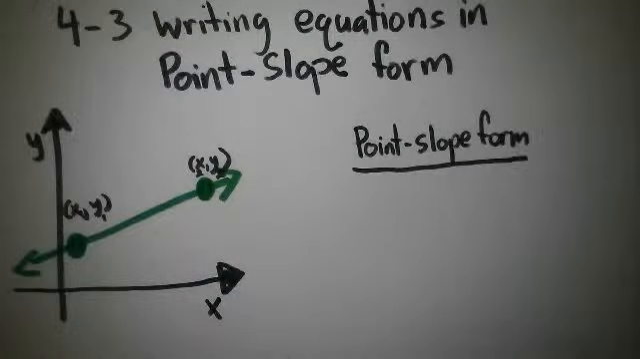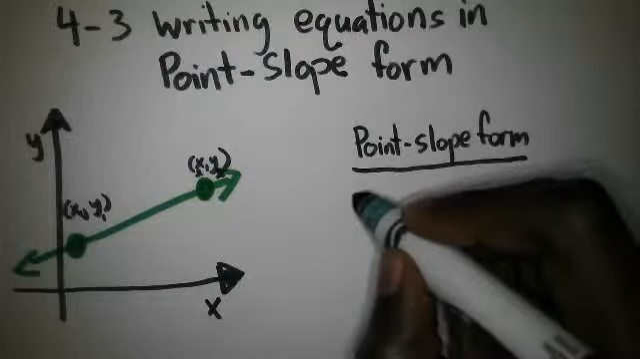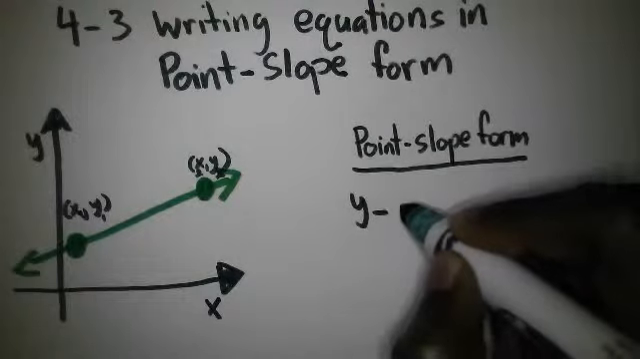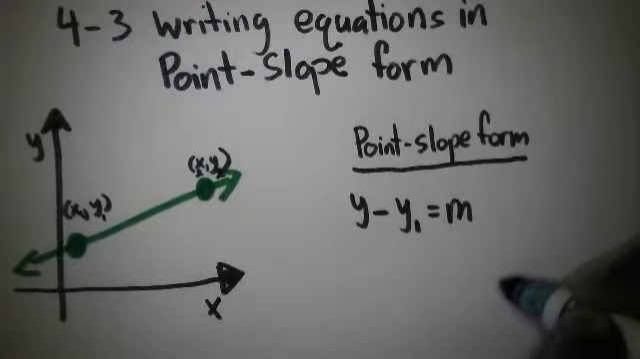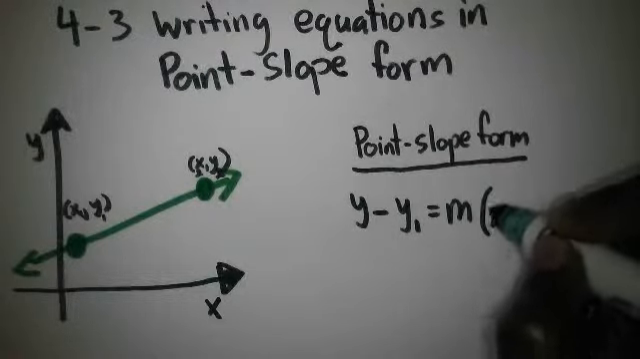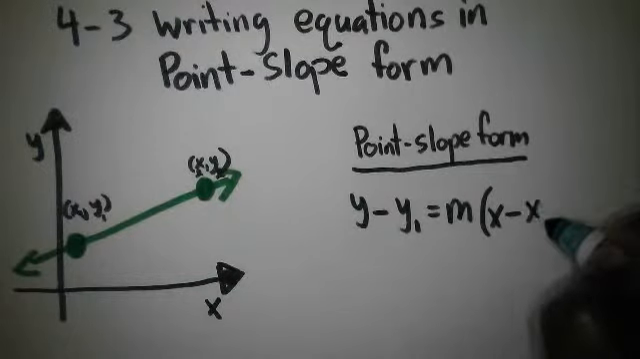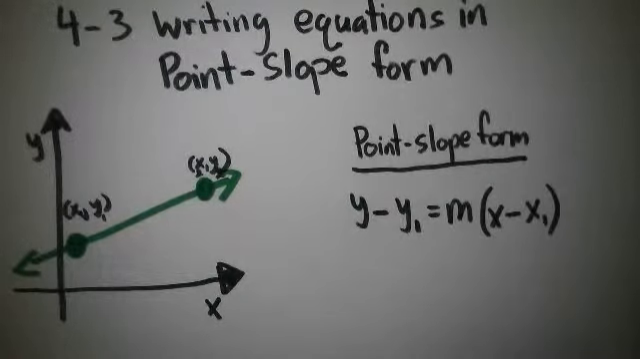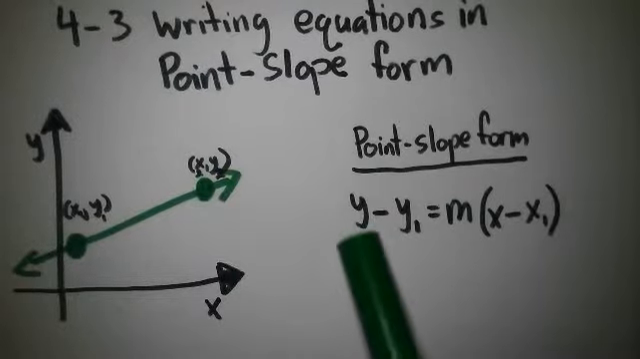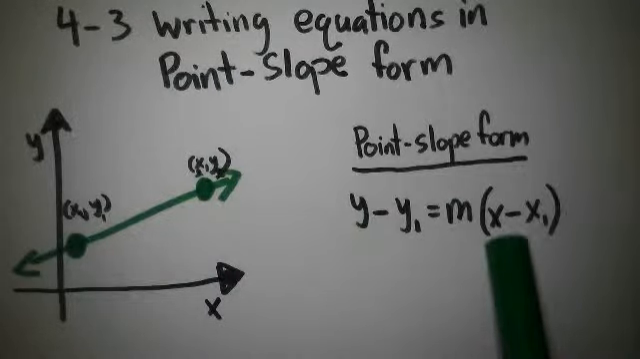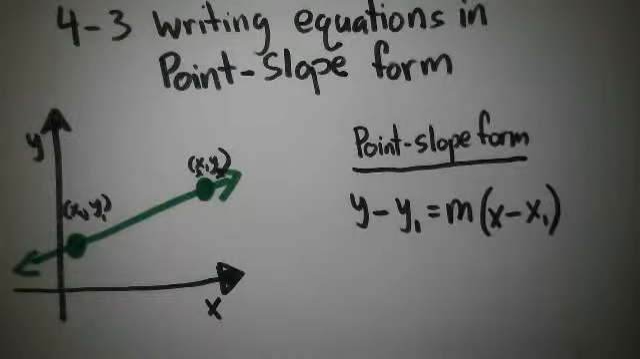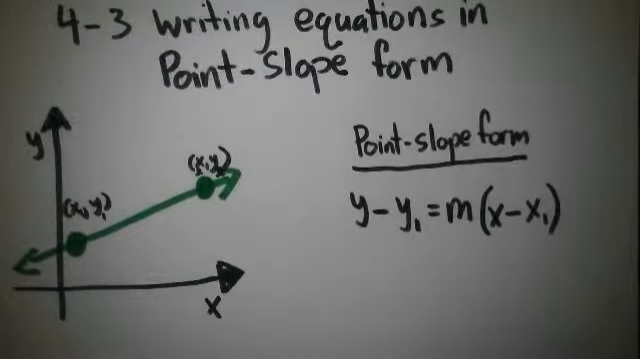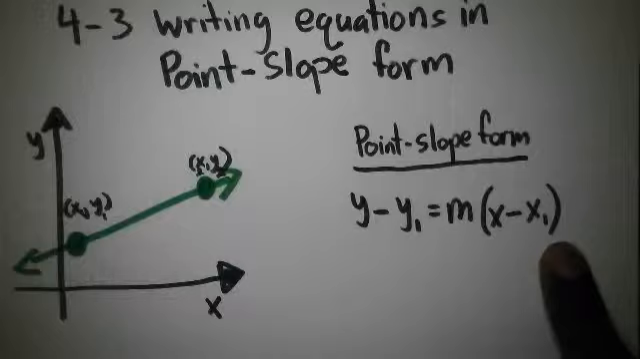Now, for point-slope form to take effect, this is how we would write it. It would be y minus the very first y, y1, equals m, which is slope, times x minus the very first x, x1. So know that this y and this x never really change, but what we're going to replace is this y and this x, which are our y1 and x1. So this is what we consider point-slope form.